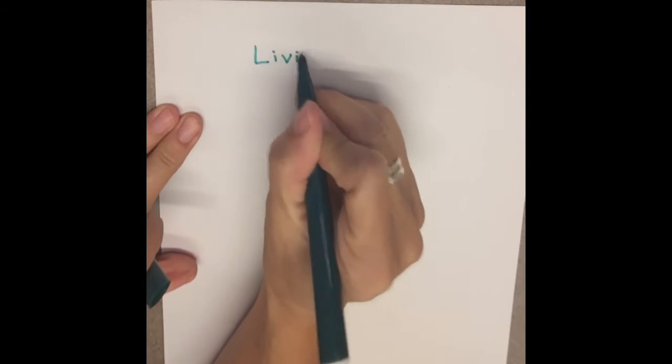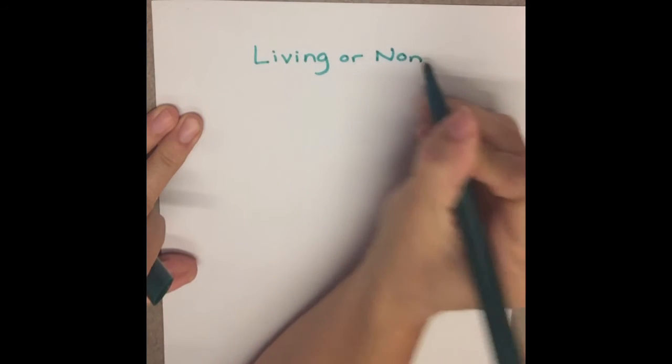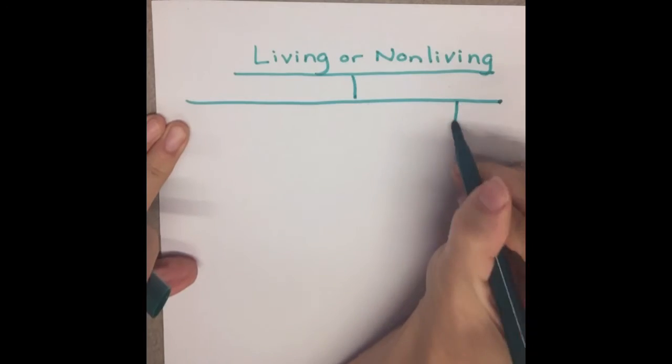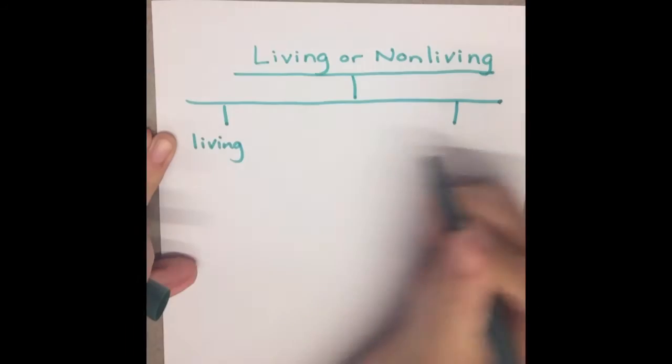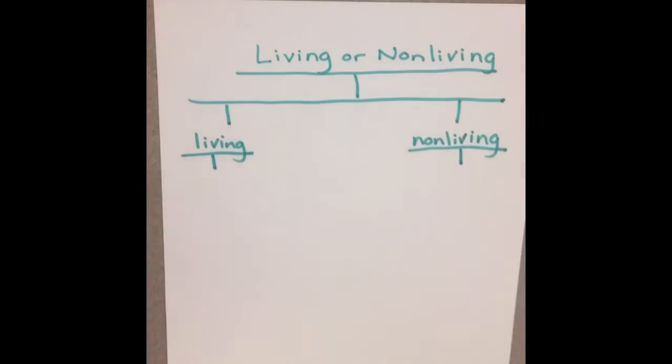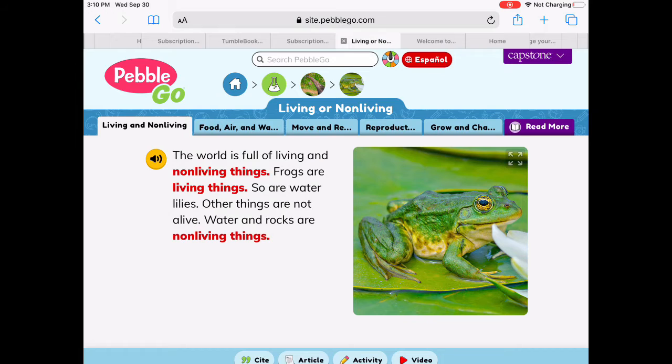Here I am setting up my tree map. I'm giving it a title of living or non-living. I'm going to draw my lines, and my 2 categories is going to be living on the left side and non-living on the right side. So I'm going to start with living and non-living.